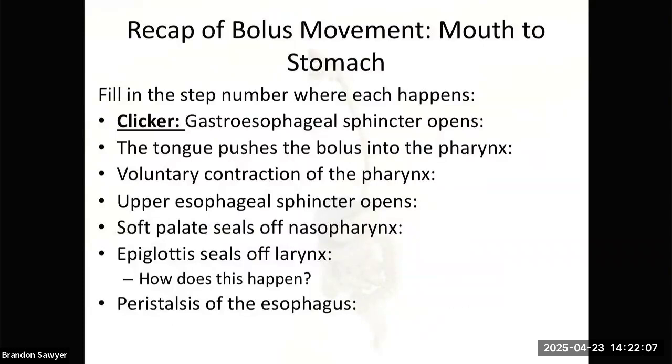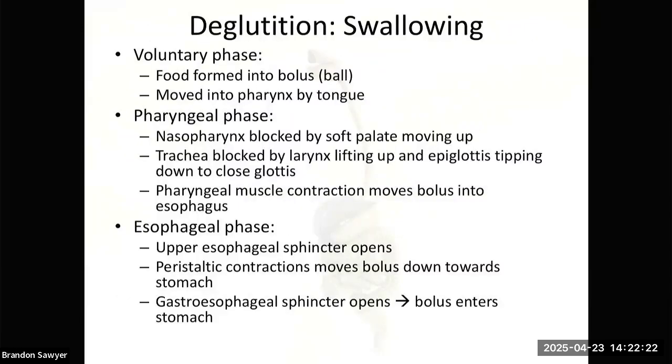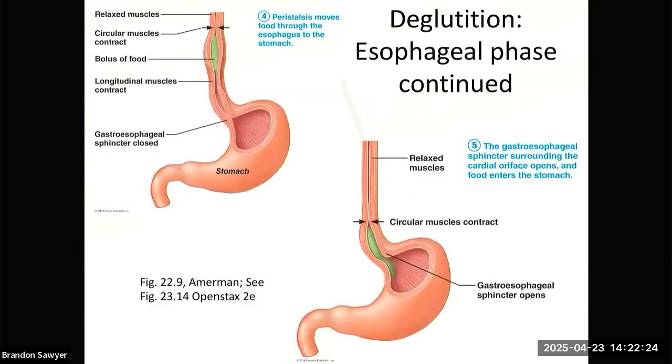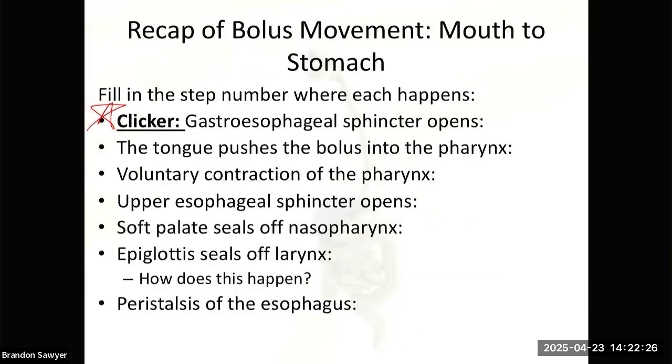But on your clicker, I want you to send in the number that would correspond to where that gastroesophageal sphincter needs to open. So you're plugging in the numbers from the previous slides to all of these to wrap your head around what's happening with each step. Using this as your guide, fill in both of these as well as this, and send that one in on your clicker. Okay, go ahead.